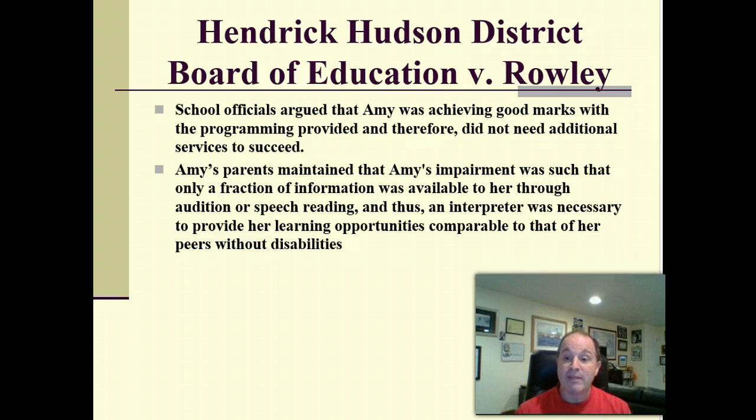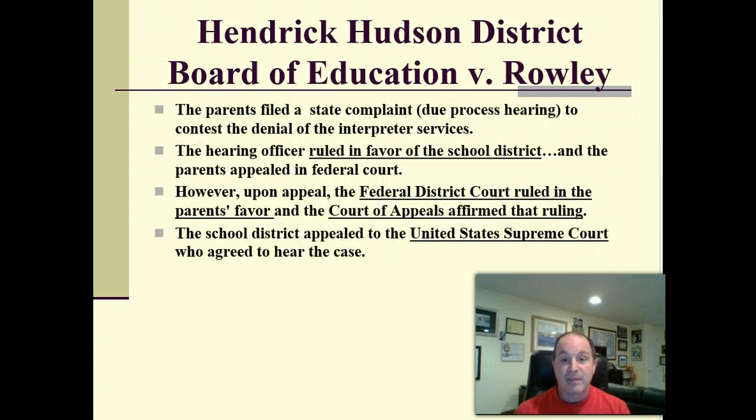Amy's parents made the argument that she may have been doing well in school, but she wasn't getting nearly the amount of information that she should be getting, and therefore she needed an interpreter to provide her with learning opportunities comparable to those of her peers without disabilities. So even though Amy was getting good grades and doing well in school, her parents were saying she wasn't getting all the information necessary. She wasn't actually getting all the information that was happening in class.